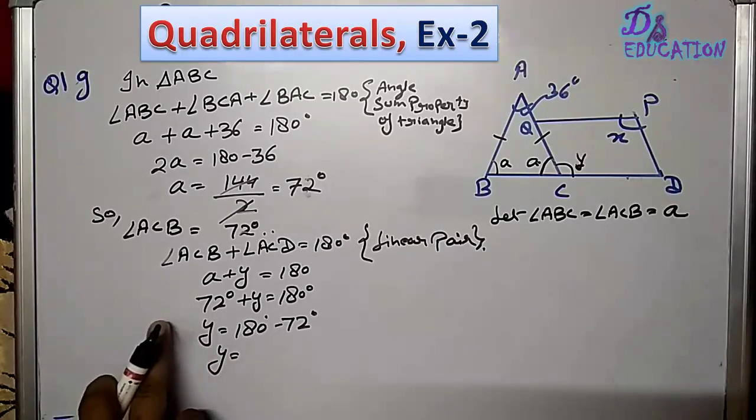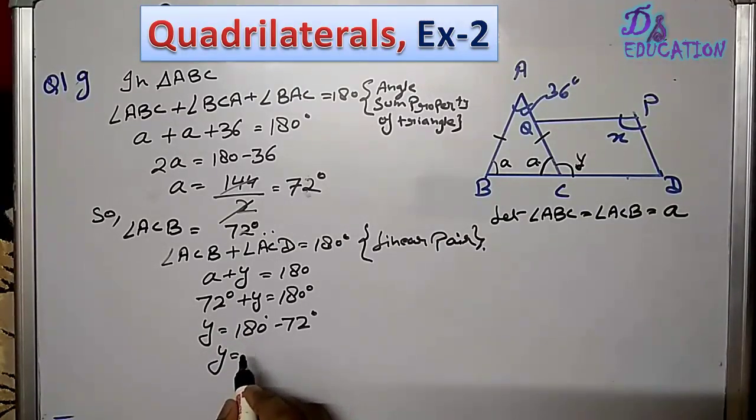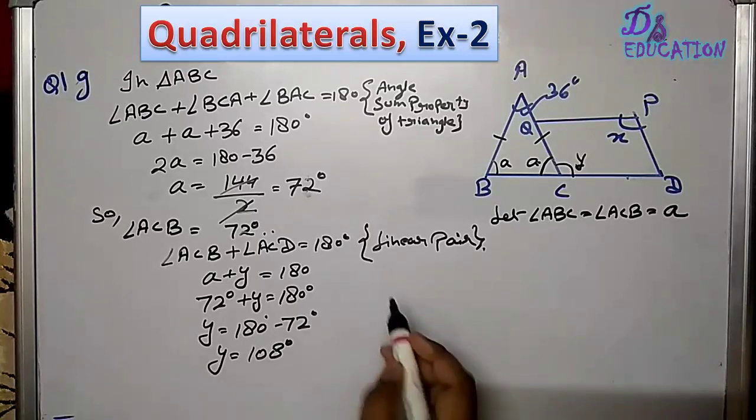So Y will be equal to 180 minus 72, this is equal to 108. Now this angle will become 108 degree. Okay, 108 degree. So angle Y is equal to 108 degree.